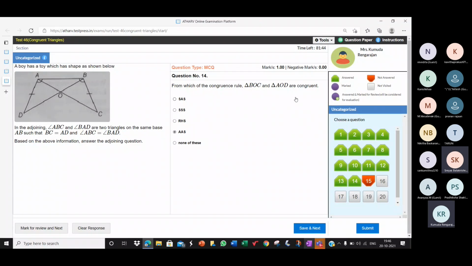No, O is not the midpoint of AC. O is any point on AC. It's not given that O is the midpoint. Only if we can prove that AO is equal to OC can we say that O is the midpoint of AC.